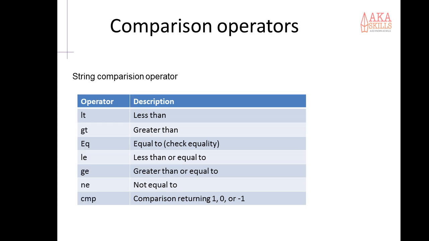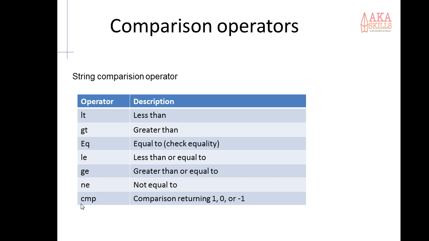Similarly, we have string operators. String operators are again the same as the integer operators, but the way we denote them is different. We write the operator in the form of LT, that is less than. For greater than, we have GT. Equal to is EQ. Less than or equal to is LE. GE is for greater than or equal to, and not equal to is NE. And for the three-way comparison, we have CMP.